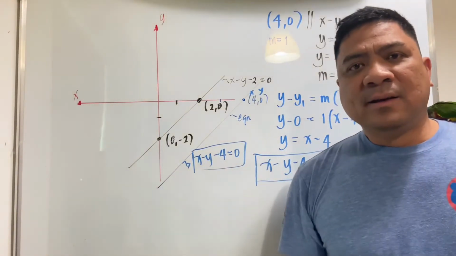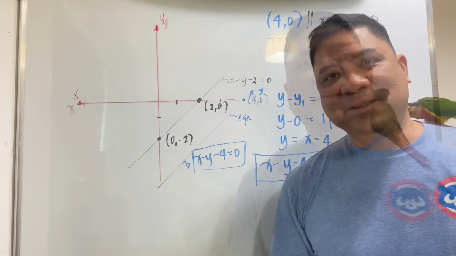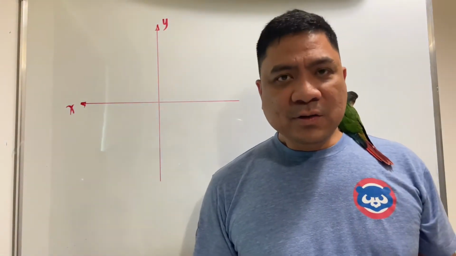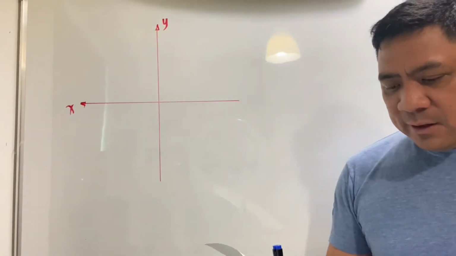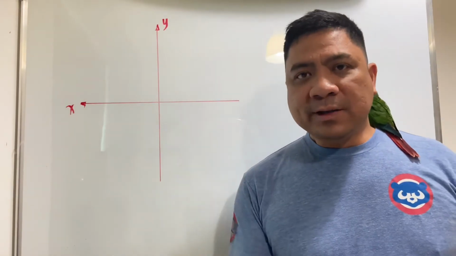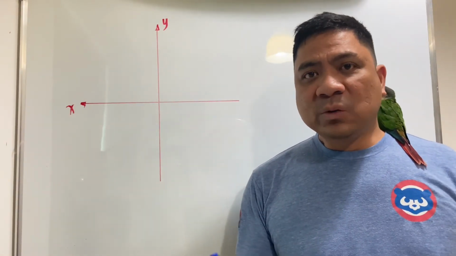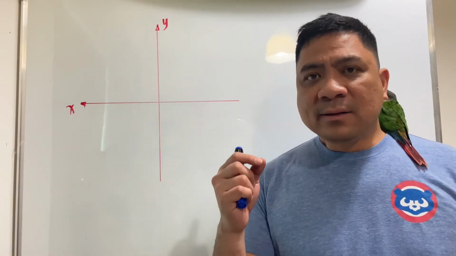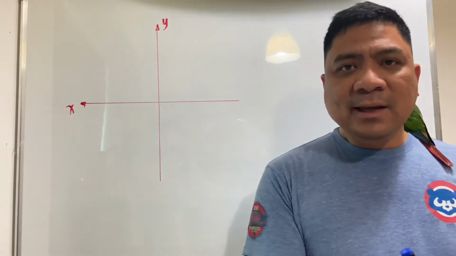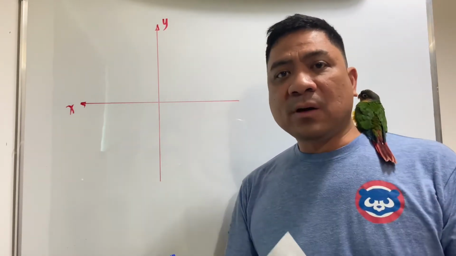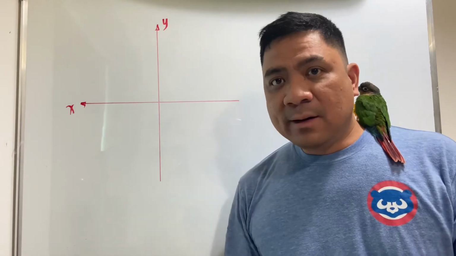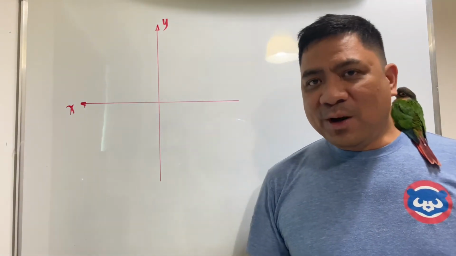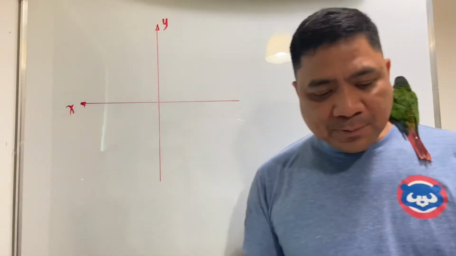Okay? So let's try perpendicular lines. Okay, so we're done with parallel lines. So this time we'll try the perpendicular lines. So the key concept on perpendicular lines is that the slope of one line is equal to the negative reciprocal of the slope of the other line. So what do I mean by that? So let's try this example.